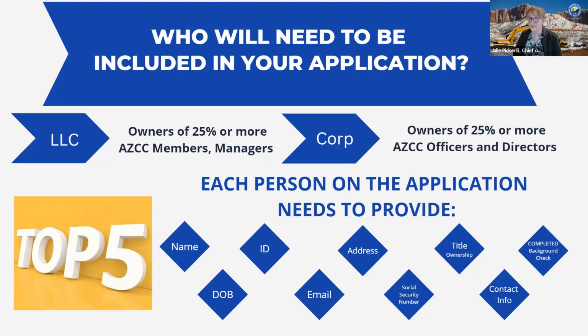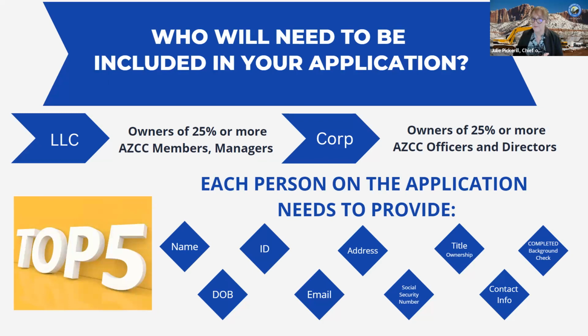Then sometimes the officers or members are not the same people that own. We do need any owner of 25% or more. We'll go through tiered organizations in a moment, but any owner, doesn't matter if it's a direct owner or an owner through other companies. We need all owners, all members, managers, officers, or directors. And the things we need are the same thing that the qualifying party needed.